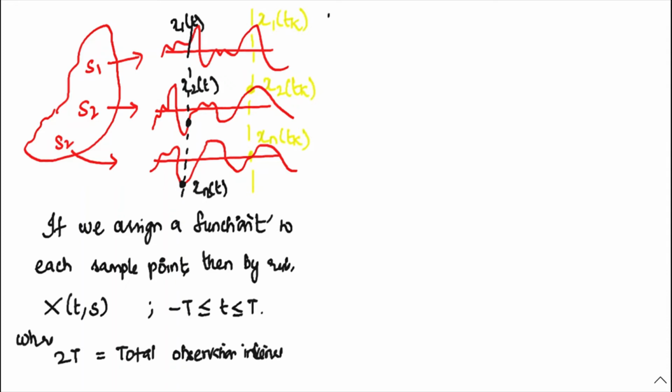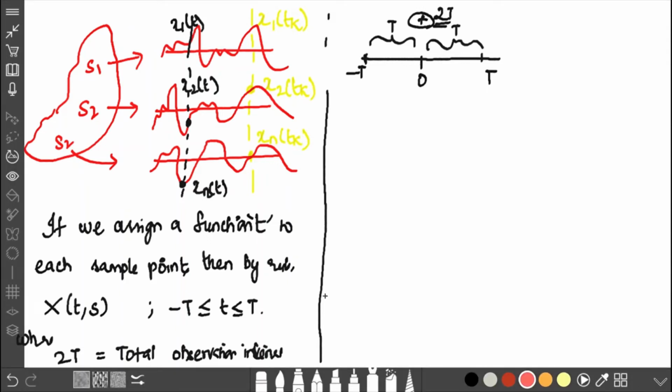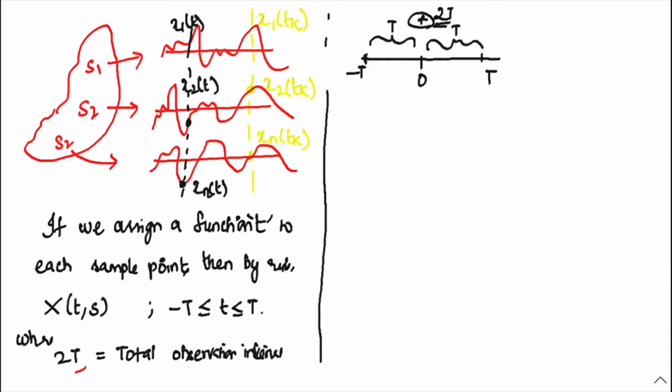How I am getting this 2T is simple: observe the graph. For drawing a graph, you denote the central origin. With respect to the origin, you take the right side as positive infinity and the left side as negative infinity. Here, from 0 to the right side it is 0 to positive T, and for the left side it is 0 to minus T. So totally, if you add T plus T, it is 2T, that is the duration. The actual duration of the signal for this particular X of t comma s is 2T, the total observation interval with respect to time. So t ranges from minus T to plus T.